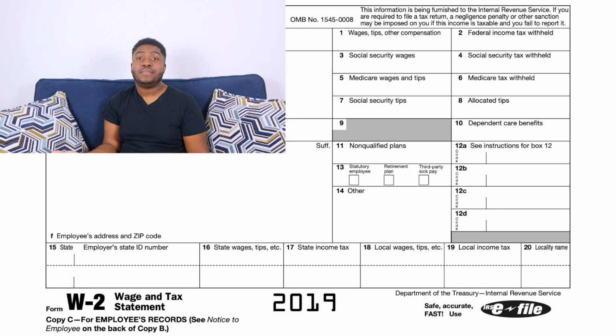So now moving on to box 6. Box 6 is Medicare tax withheld for that year, and the tax rate for Medicare is 1.45%. So each paycheck, a little bit different than Social Security wages, 1.45% will be withheld towards Medicare.